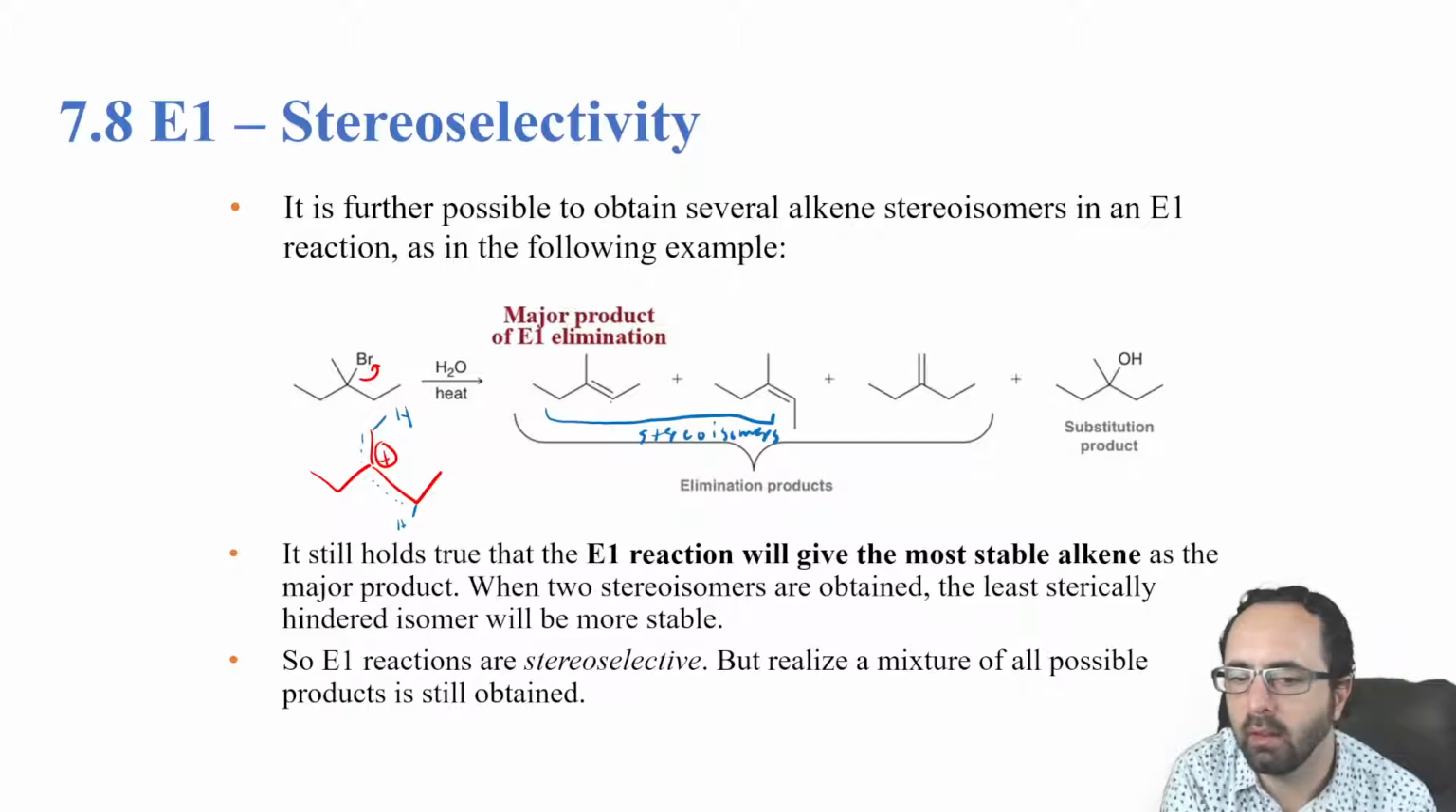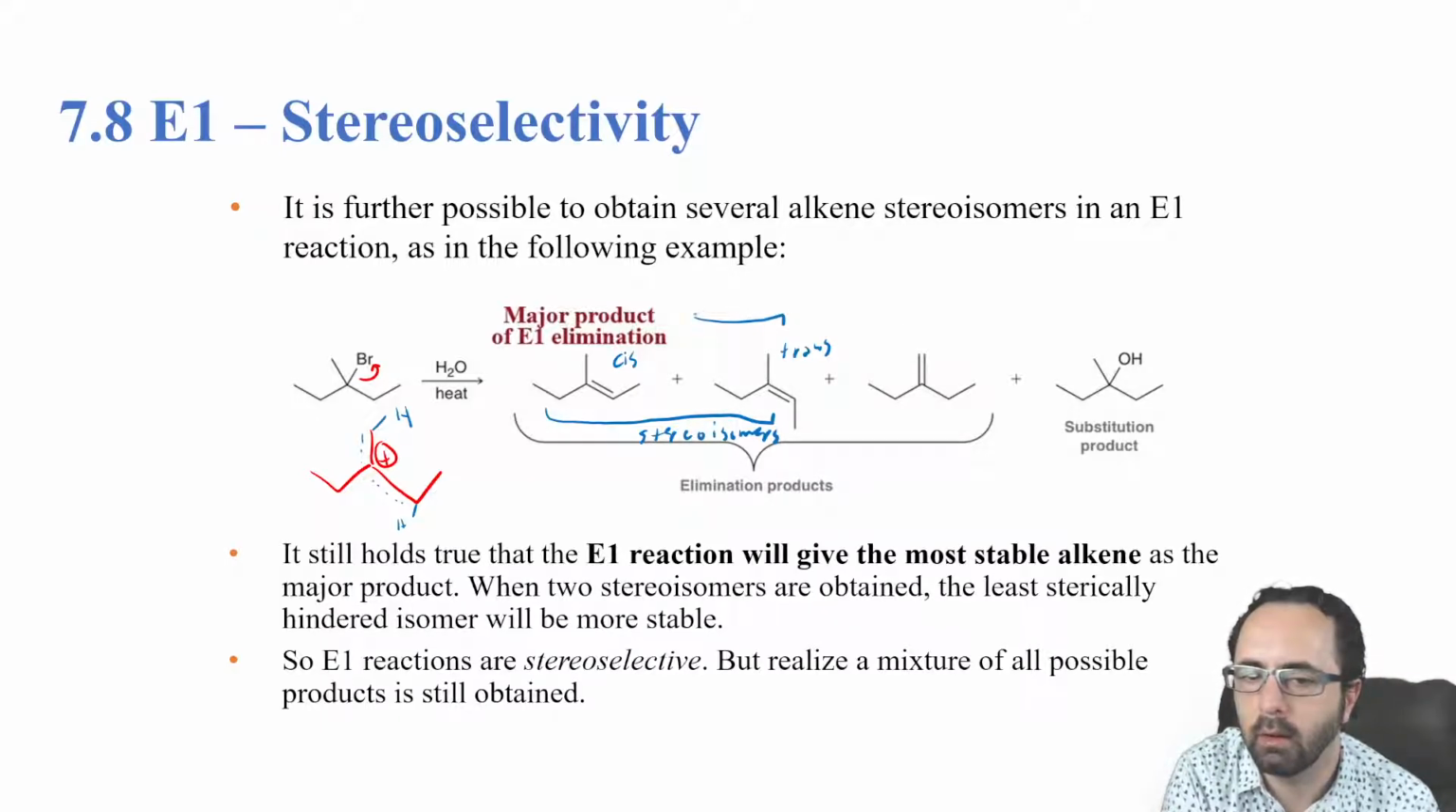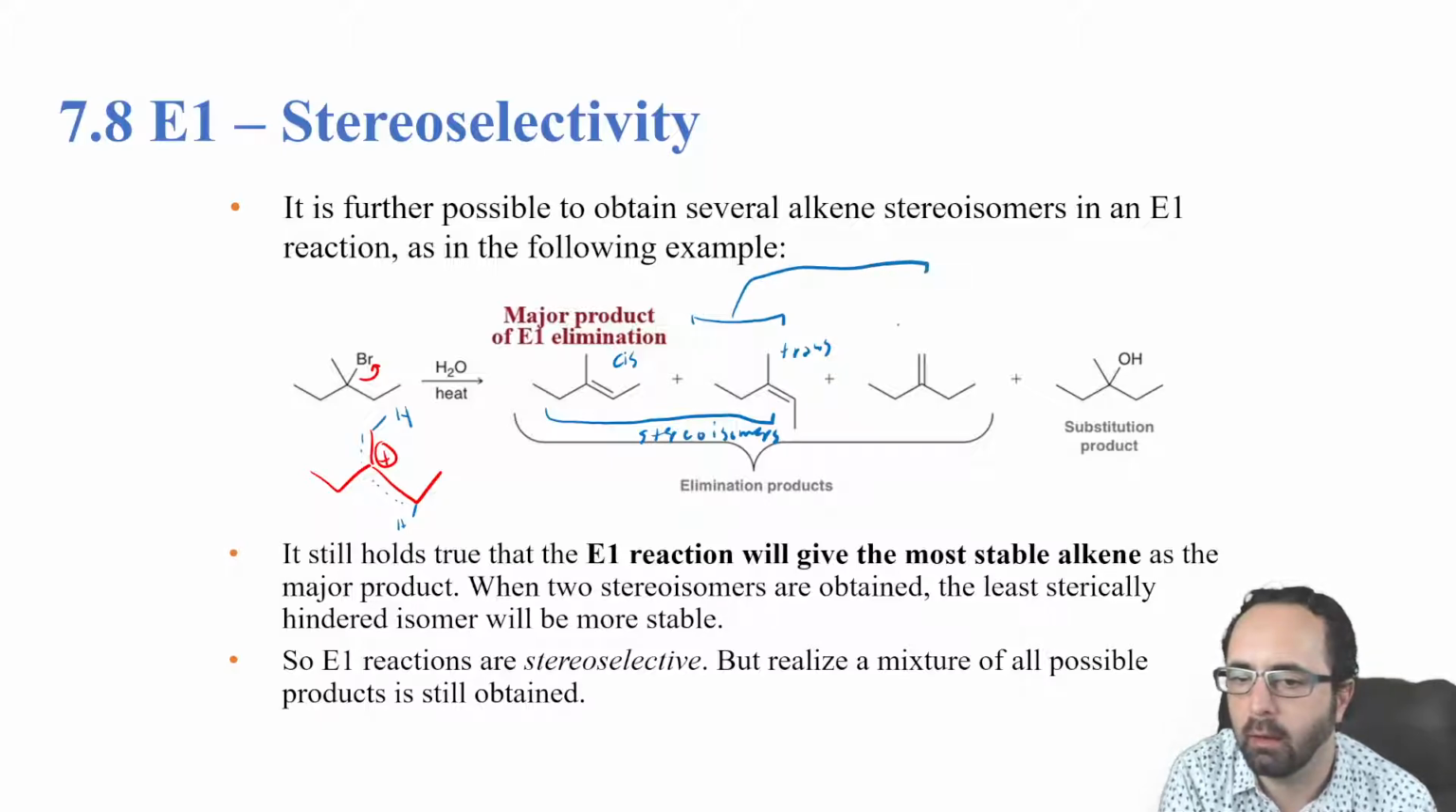So the double bond's in the same spot. It's just that the methyl group is either, in this case, cis to the other methyl group, and in this case, trans. So we have two stereoisomers. Or you can have different constitutional isomers. So these guys here, compared to this guy here, these are constitutional isomers.